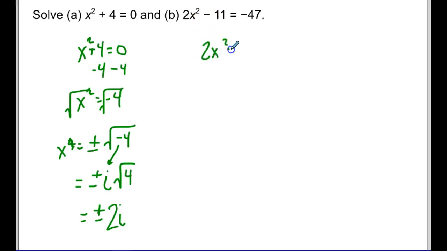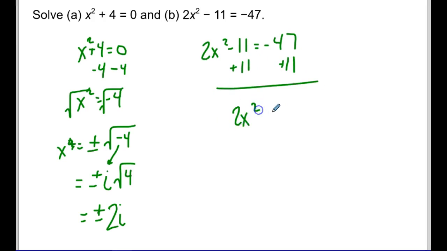So I have 2x squared minus 11 equals negative 47. So step 1, I'm trying to get this x by itself, so I'm going to add 11 to both sides. So 2x squared equals negative 36. So now to get x by itself, I divide by 2. So I end up with x squared equals, and this is going to be a negative number because I'm dividing a negative by a positive. 2 goes into 3 one time, there's 1 left over, 18.